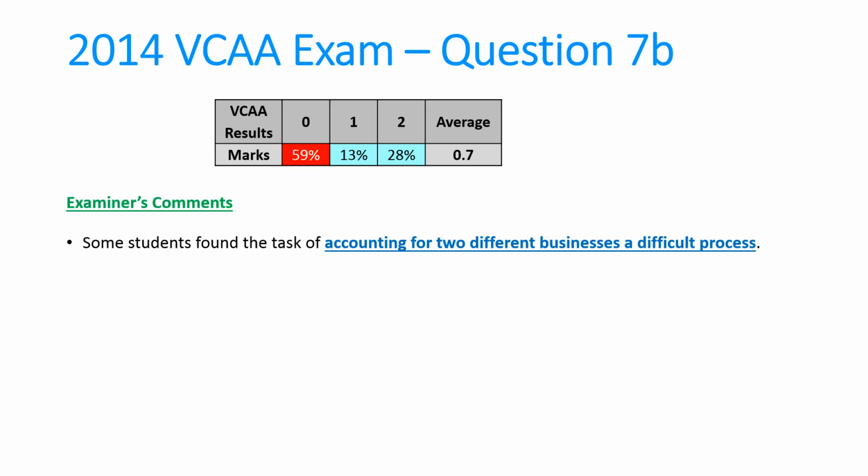Looking at the examiner's comments, they didn't give a lot for a question that had such a low average. But basically they said some students found the task of accounting for 2 different businesses a difficult process. And what they mean there is in 7A, you actually had to do this transaction from the perspective of the other business, not for MGH Motors.